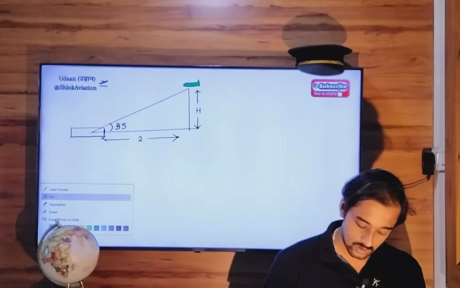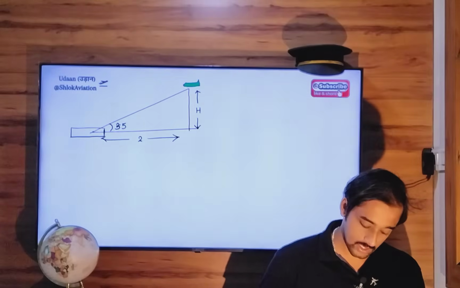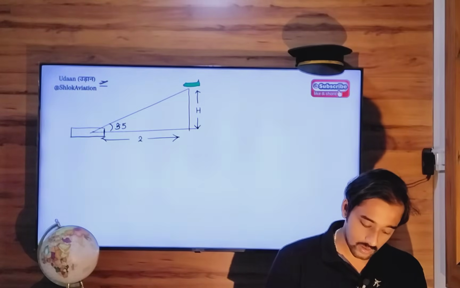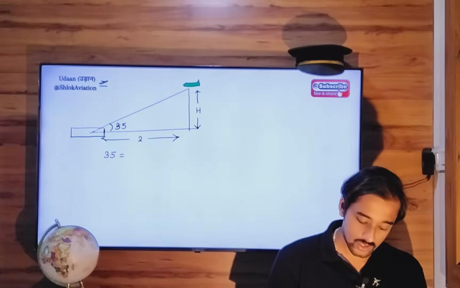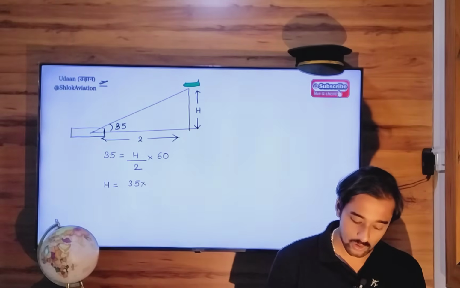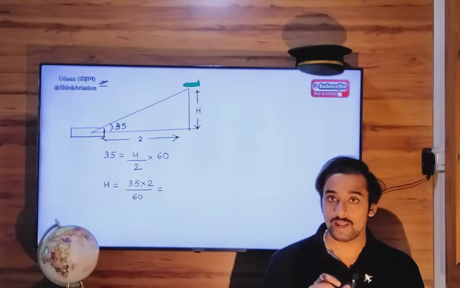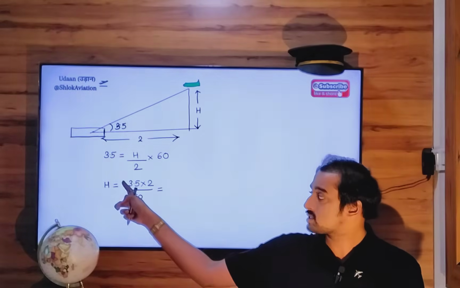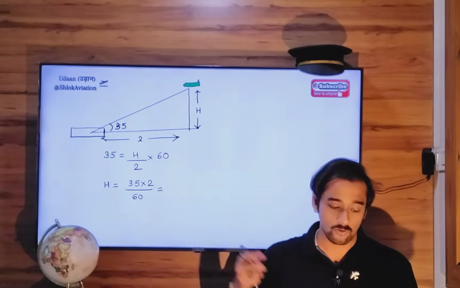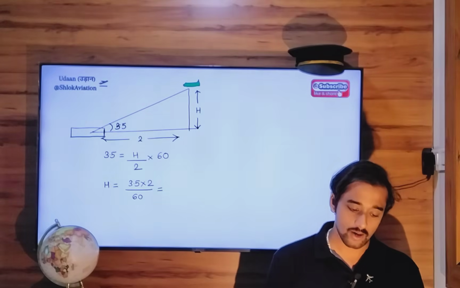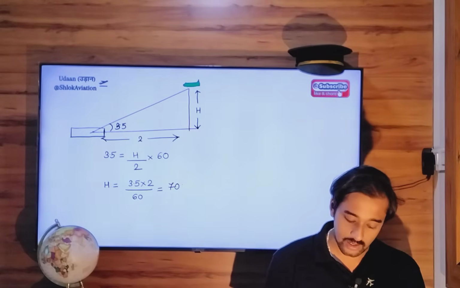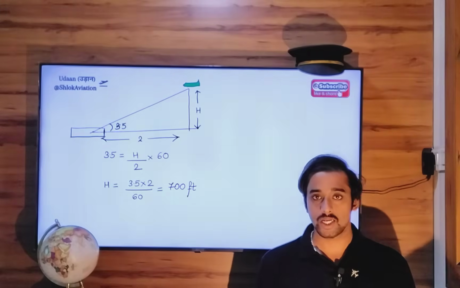Height equals, or use the 1 in 60 rule here. So angle equals distance of track divided by distance gone into 60. So height will be equal to 3.5 into 2 divided by 60. So 3.5 divided by 30. You will get this answer in nautical miles. Convert that into feet. To do that, multiply by 6,000. So it becomes 700 feet. So aircraft is 700 feet high.